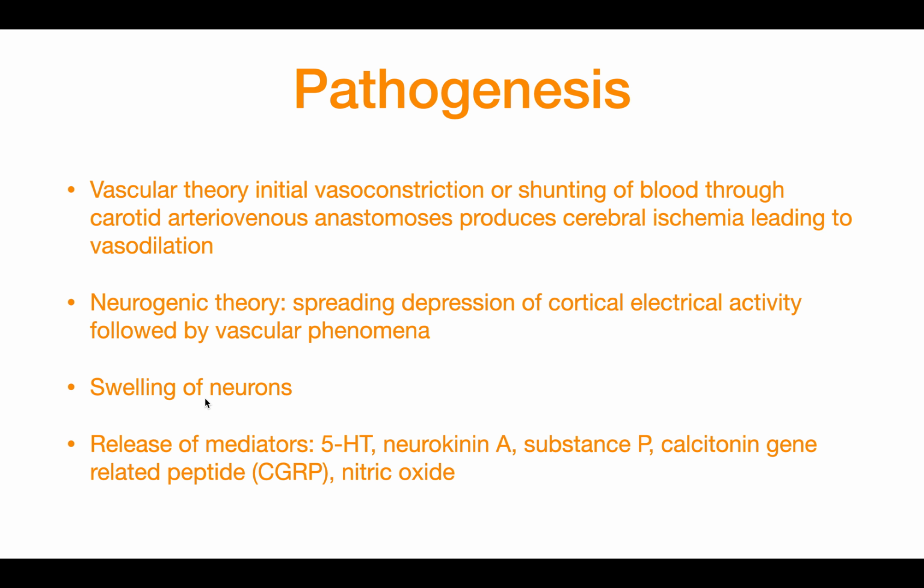We all believe that it's a swelling of the neurons that causes a lot of pain, and from there is the high release of serotonin, neurokinin, substance P. Substance P is our pain substance, so that's why it's important to note. And nitric oxide for the vasodilation.